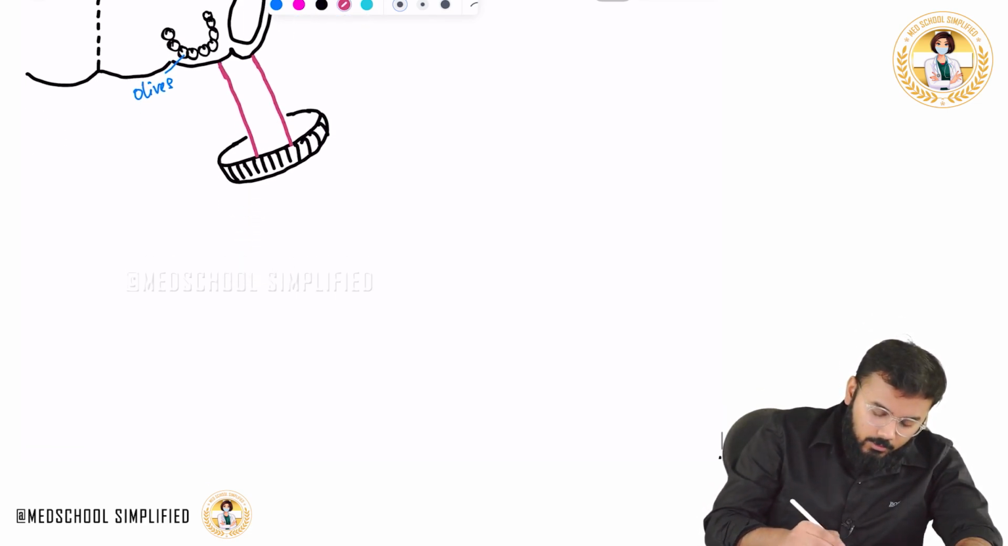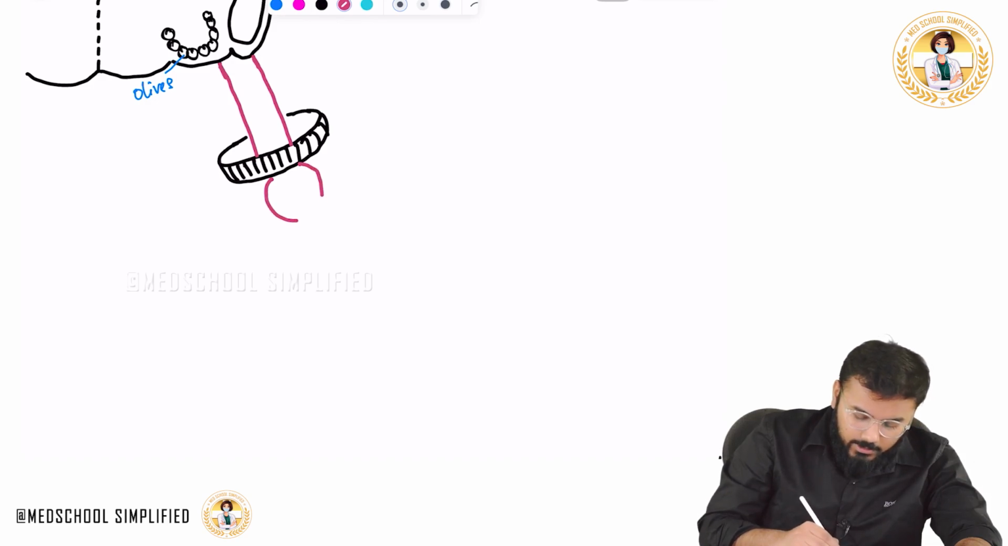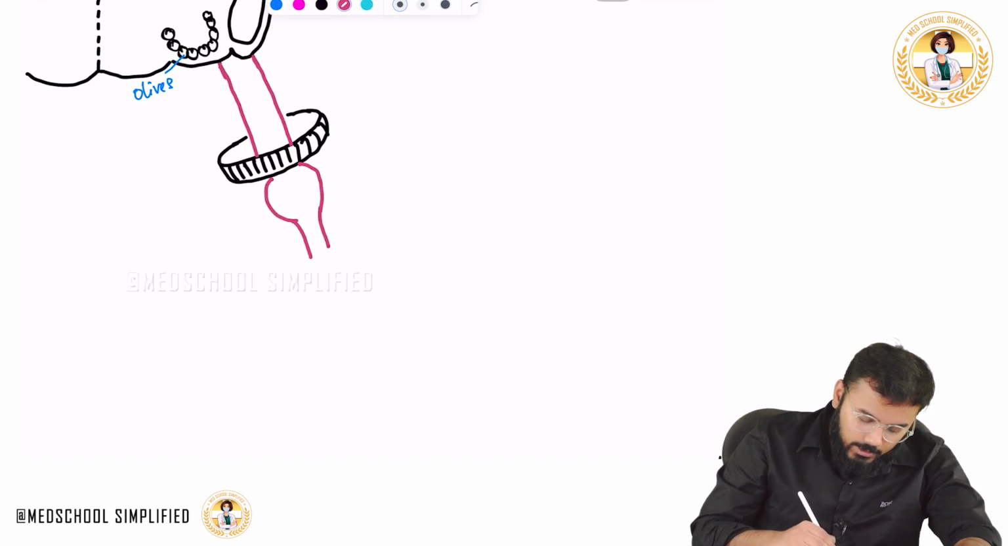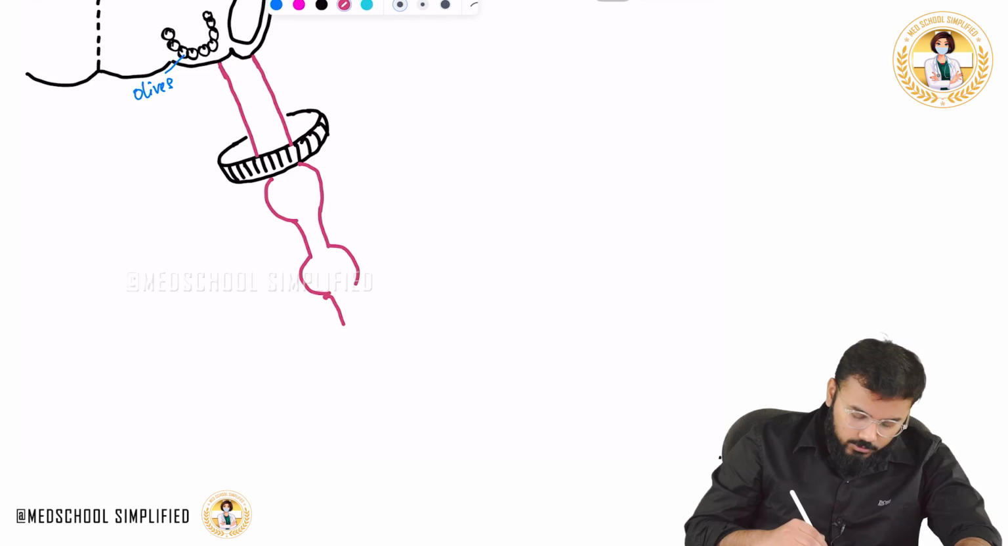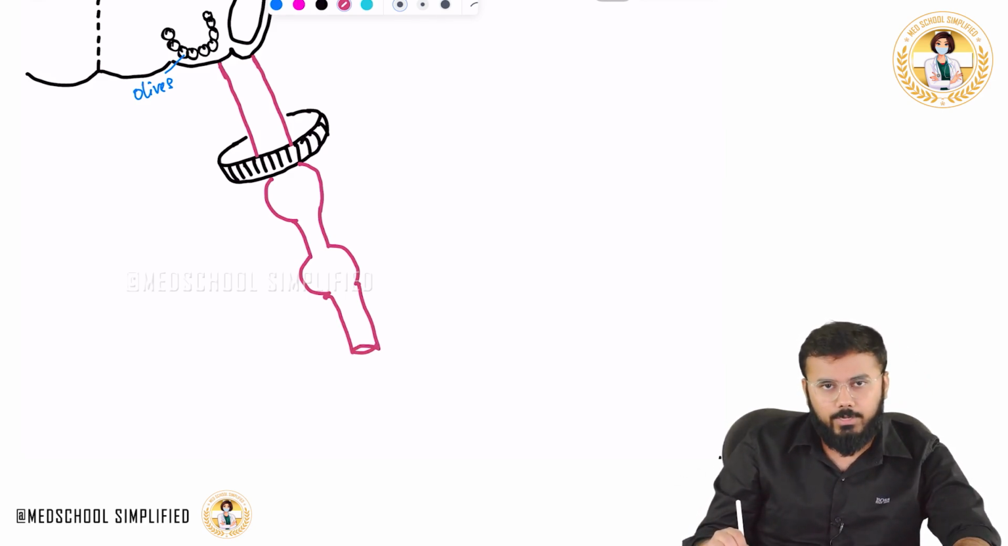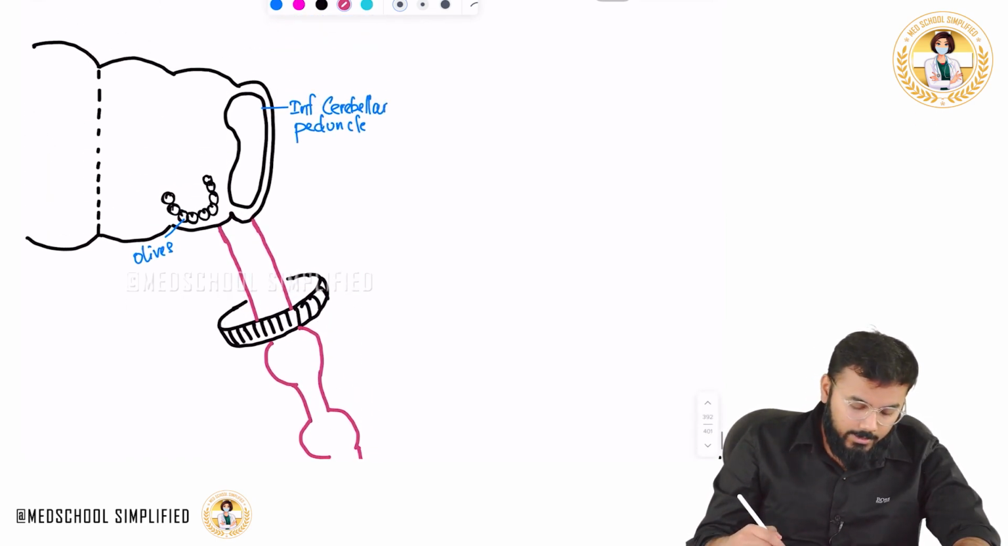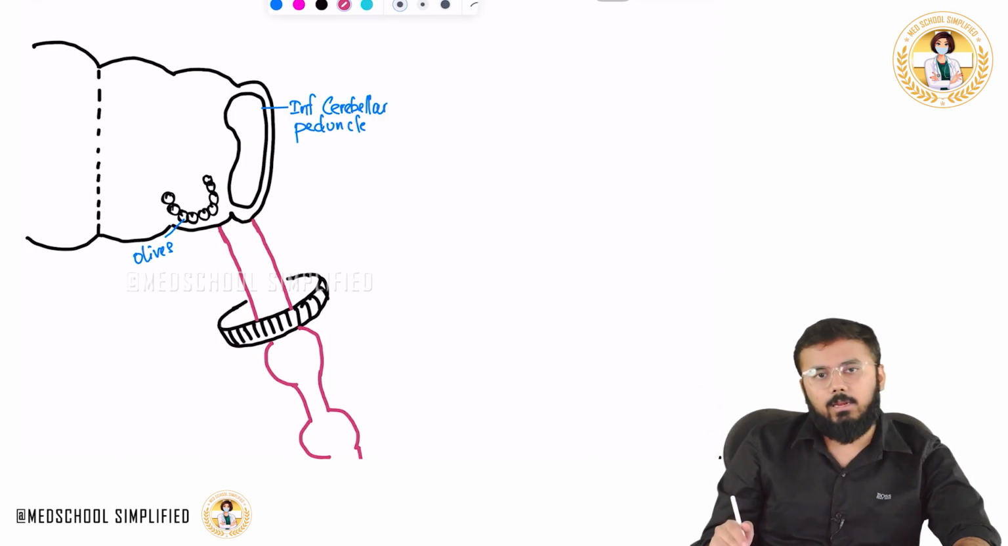Down here there are two important ganglia. This particular ganglion is called the superior ganglion, and down here this one is called your inferior ganglion. So one is called the superior ganglion and the other is called your inferior ganglion. And this is your inferior cerebellar peduncle as well as the olives.